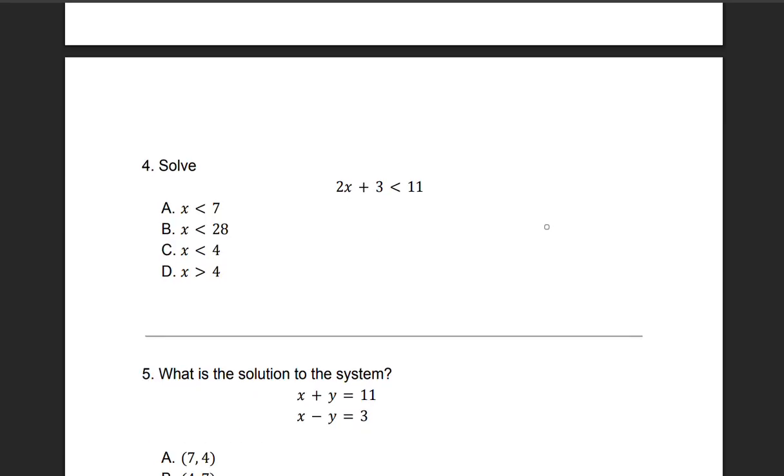Alrighty, here we go. Question number 4 says to solve. Now here I do not have an equal sign. I have an inequality sign. Now even though it is in an inequality sign, I am still going to draw a line down the middle of it. Now very important, as I'm dropping down each step, I need to make sure I'm putting that inequality sign the exact same way.